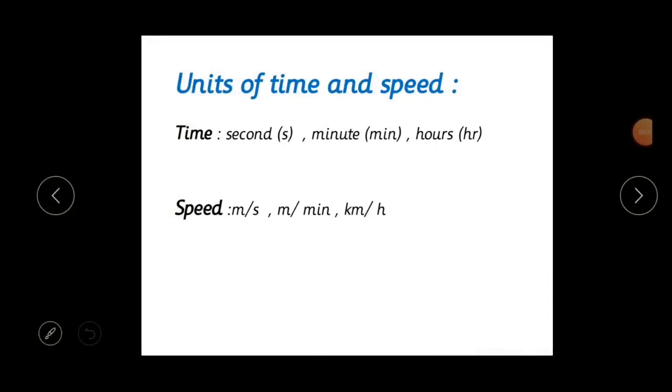Our next topic is units of time and speed. Children, the basic unit of time is the second, and its symbol is S. Then minute, MIN, and hours, HR. These are the units of time.